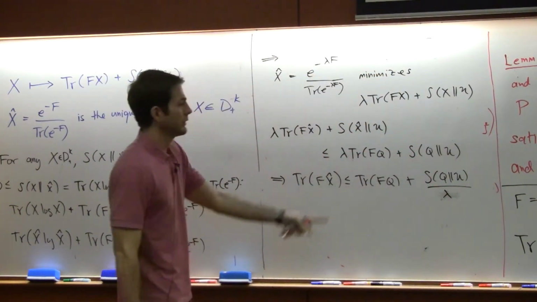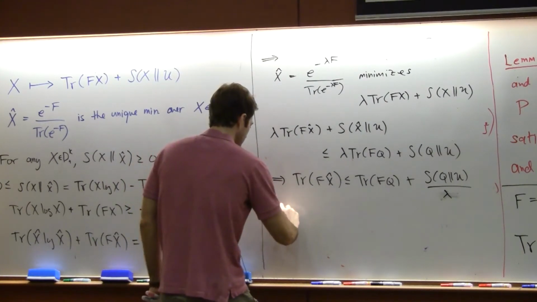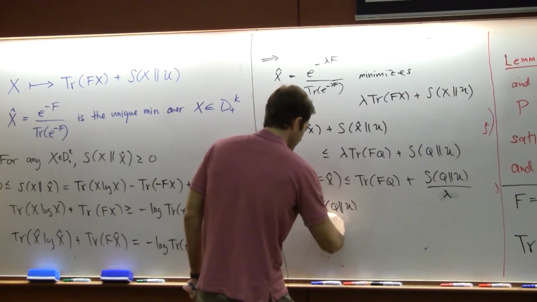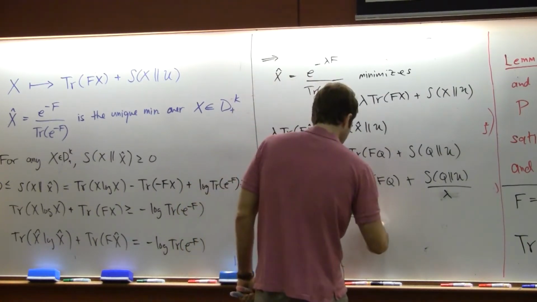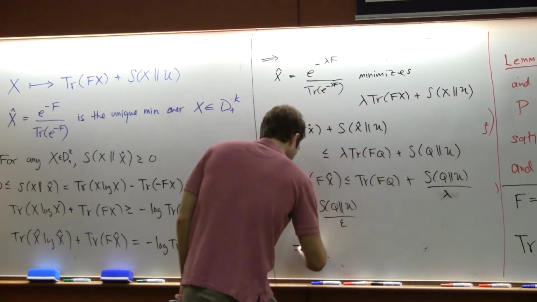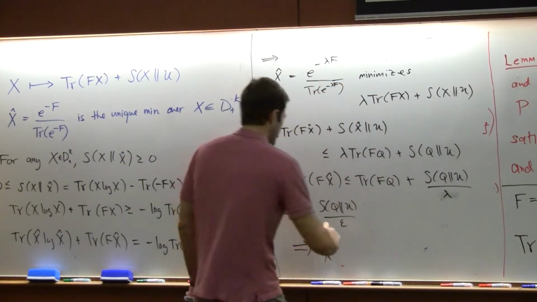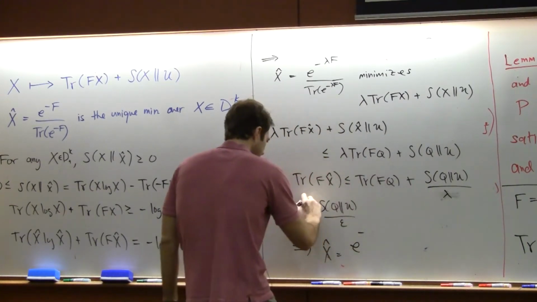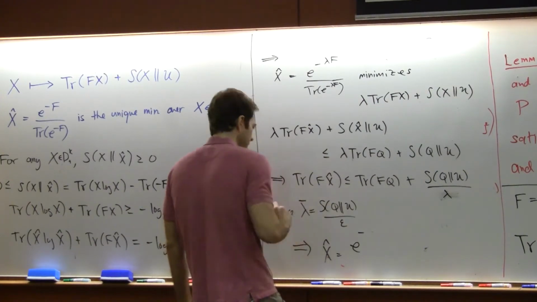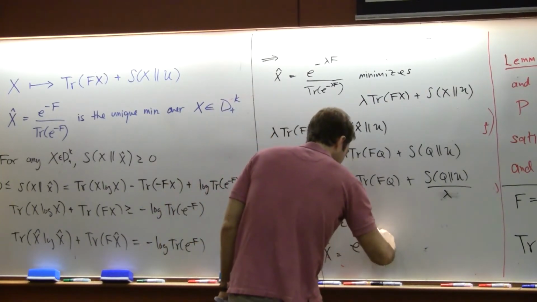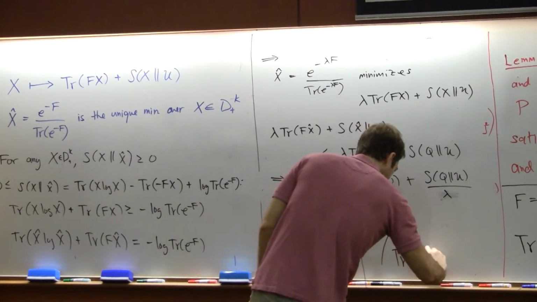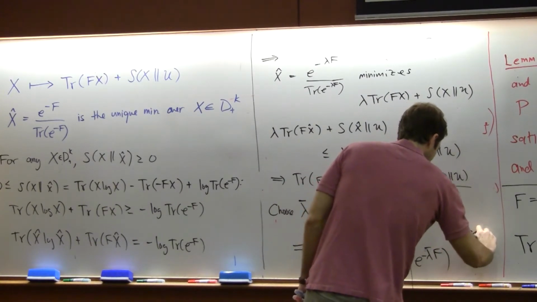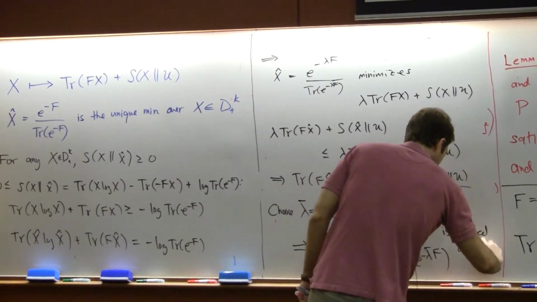And now we choose lambda to get epsilon. So now choose lambda equals the relative entropy over epsilon. Okay. And what we conclude is that x hat, which is e to the minus, let's say we choose this as our lambda hat. It's like our good value for lambda. e to the minus f over the trace of that thing. It's written here, but I just say it in words.